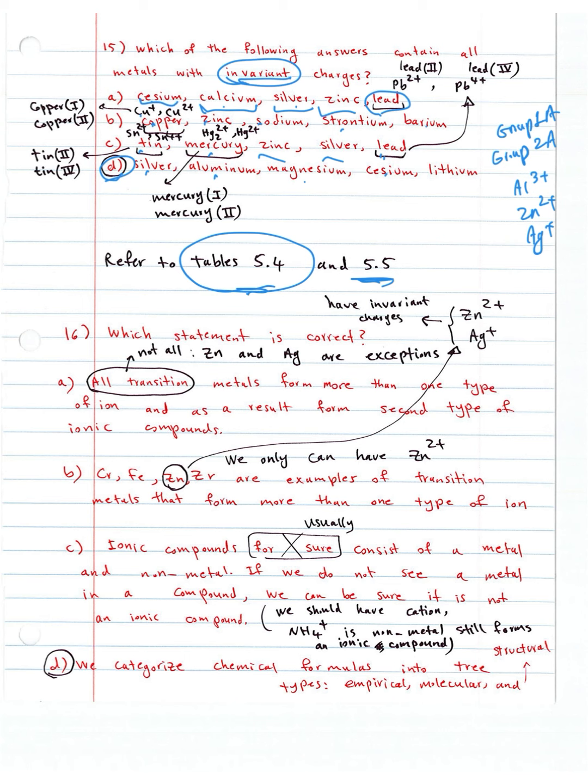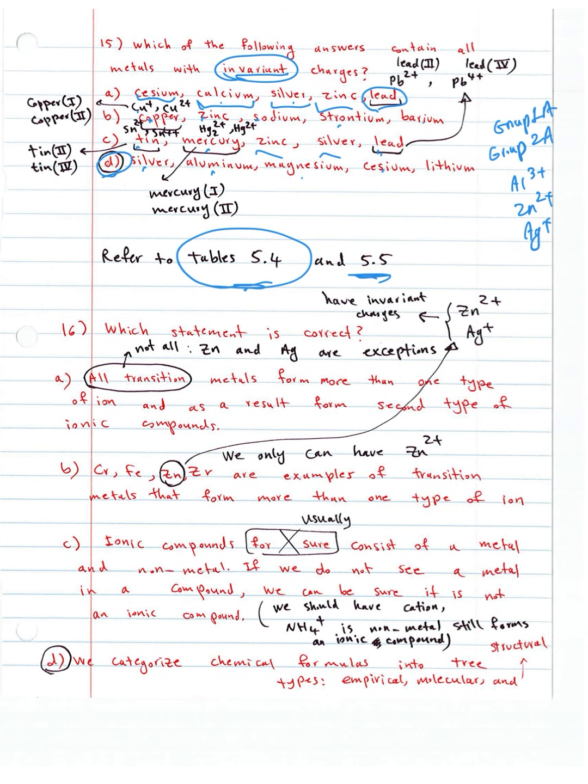Which statement is correct? All transition metals. So in general, in your life, anytime that you're taking a test and it says all transition metals, all people, all, or any material, or everything without exception, usually when you see these extreme phrases, those are wrong. This is not 100% of the time, but most of the time that is the case. All transition metals form more than one type of ion. No, we just said Zn and Ag. Those are exceptions. So this is wrong.